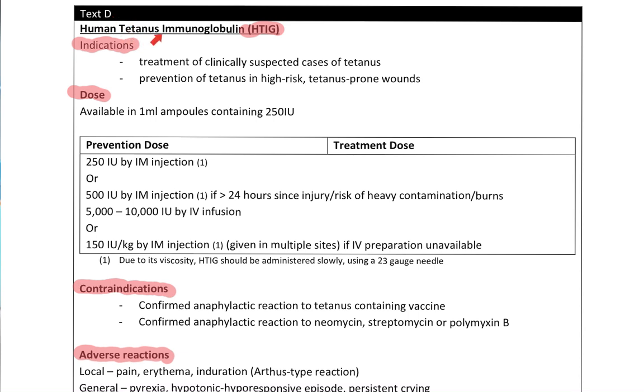Text D, our last text, is about human tetanus immunoglobulin. So you can see that we have indications, dose, contraindications, adverse reactions. So when you can give, the amount you can give, why you cannot give, the reactions you should expect. Okay, so this presents information about just one drug or a particular medication or vaccine, HTIG. So if your question is about HTIG, come to this text.